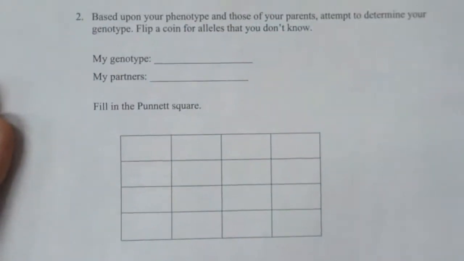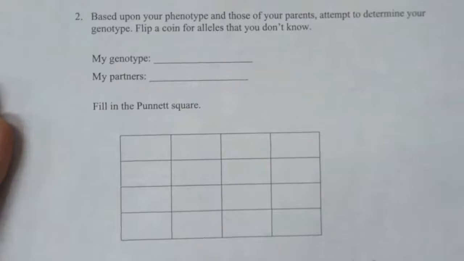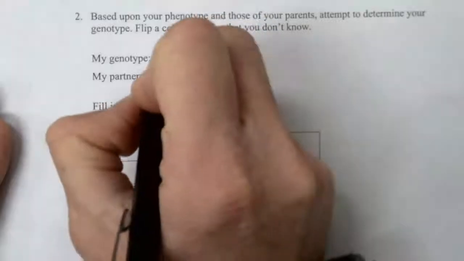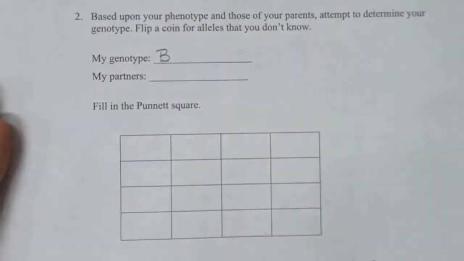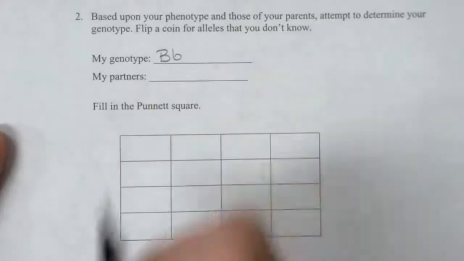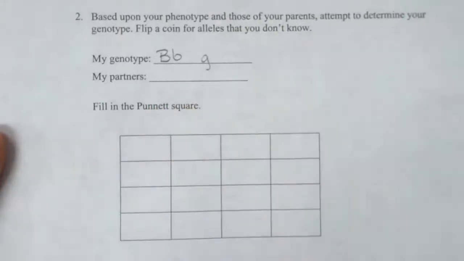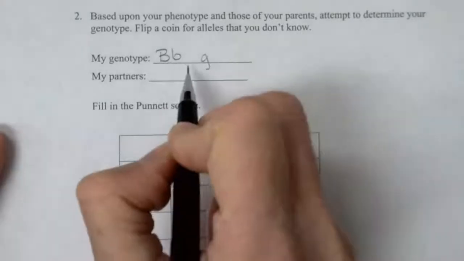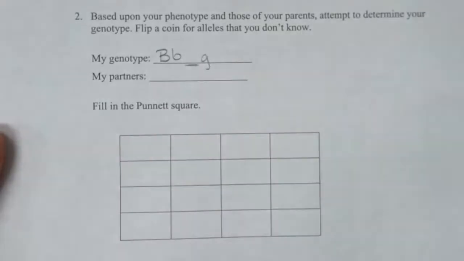Okay. Based upon your phenotype and those of your parents, attempt to determine your genotype. Flip a coin for alleles that you don't know. So let's say that you have brown eyes. Well, you know that you have to have a capital B. You don't know any other letters. Now, if you know for a fact that you have a blue-eyed parent, you know that parent only gave you recessive alleles. And so you could assume that you got a lowercase b and a lowercase g from that recessive parent. And then you'll flip a coin to determine what that allele is. So heads, it's dominant. Tails, it's recessive.